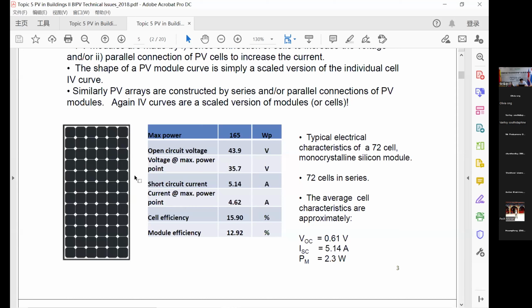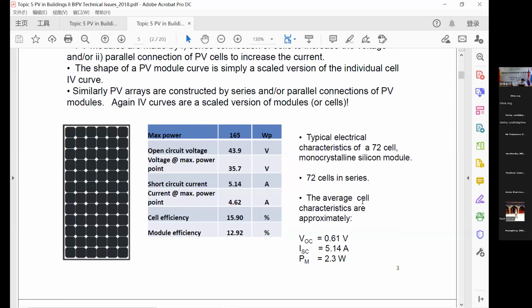72 cells are in series, and we can briefly estimate: if one single solar cell has a maximum power point voltage of 0.6, then the module output voltage at the maximum power point should be 72 times 0.6, around 36 volts.